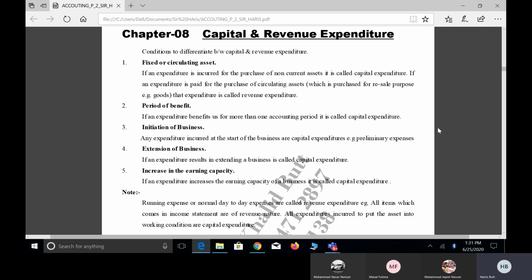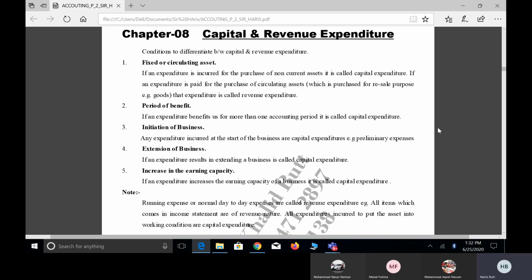So period of benefit does matter, because if an expenditure benefits us for more than 1 year, it is a capital expenditure. Otherwise, it is a revenue expenditure. Next is initiation of business. All expenditures incurred to start the business, for example, you started a new business and you have gone for a partnership agreement and you paid the legal fee, that is a capital expenditure.